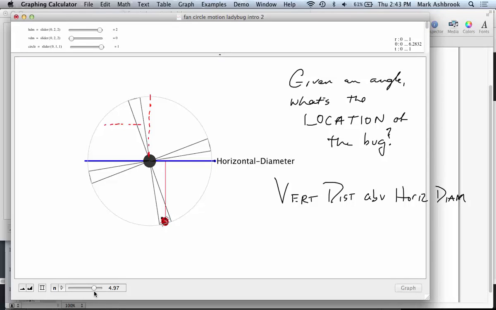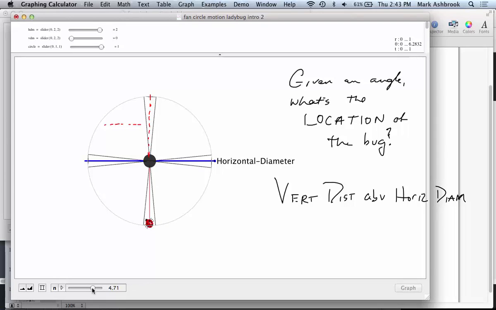Okay, what about now? What's the vertical distance above the horizontal diameter? So he said negative. Do we have to put negative on it? Yeah, if we're defining it as a distance above, then whenever the bug is below, we have to use negative. And he said negative 2.4. What do you think? Something almost negative 2.6, right? Because the lowest value would be negative 2.6.